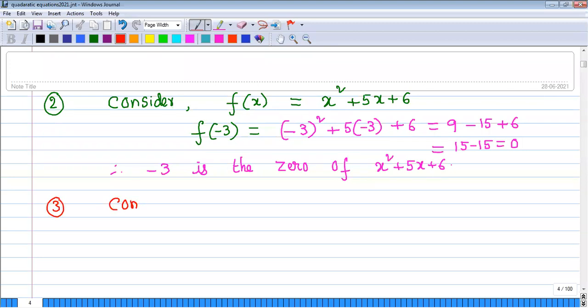Consider f(x) = x² + 1. So now find f(i), where i is the imaginary unit.